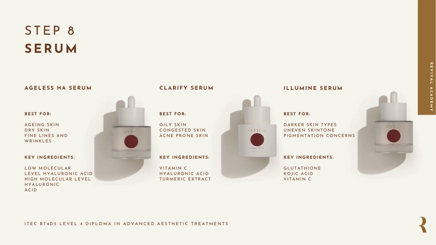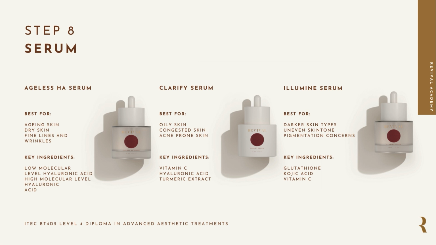For the next step, you're actually going to use one of the revival serums in combination with the no needle mesotherapy. Here you have a choice of 3 different serums which have all been formulated for specific skin concerns, and as you can see we have the ageless HA serum, which is specifically for dry aging skin. Then you have the clarify serum for the oily, congested, acne prone skin types, and lastly the Lumin serum, which is for the darker skin tones that have hyperpigmentation concerns. For this client we went with the ageless HA serum as she has quite dehydrated skin.